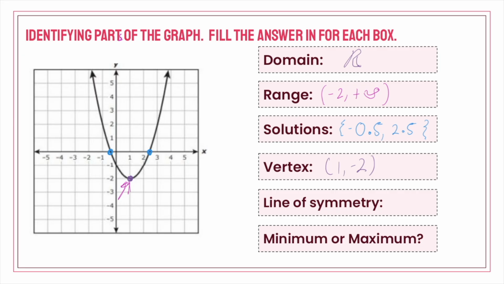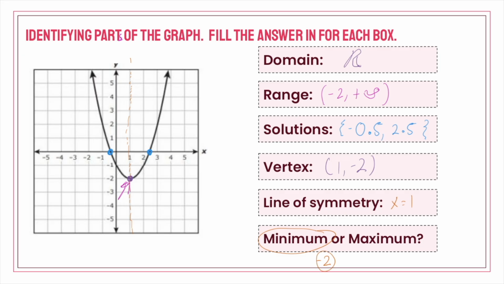Now we're looking for our line of symmetry. Again, that line is going to cut our parabola in half. It's going to go straight down the middle and it's going to go through our vertex. In this case, it's going to be x = 1. That is our line of symmetry because that line is x = 1. Then we have to determine, do we have a minimum or a maximum? In this case, we have a minimum, and that minimum is going to be at -2. So we have -2 as our minimum, and we can just write that as -2.